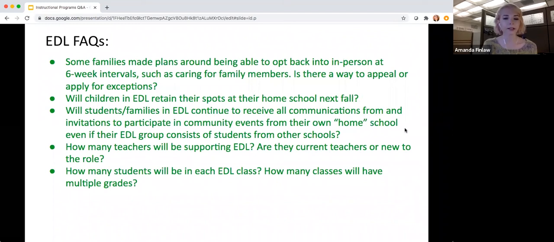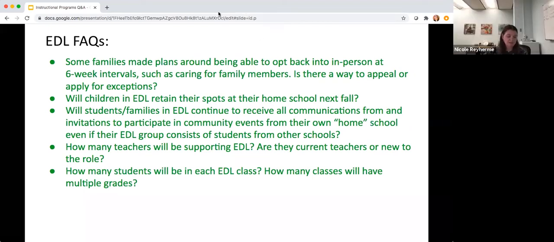Okay, the next category is EDL, or extended distance learning, questions. The first question: some families made plans around being able to opt back into in-person at 6-week intervals, such as caring for family members. Is there a way to appeal or apply for exceptions? Yeah, the purpose of EDL is for our families who intend to quarantine for medical reasons. We know that during this time, we need to make sure that our staffing is accurate for our various programs. Because of that, we are asking for a commitment for the remainder of the school year into our EDL or in-person program.